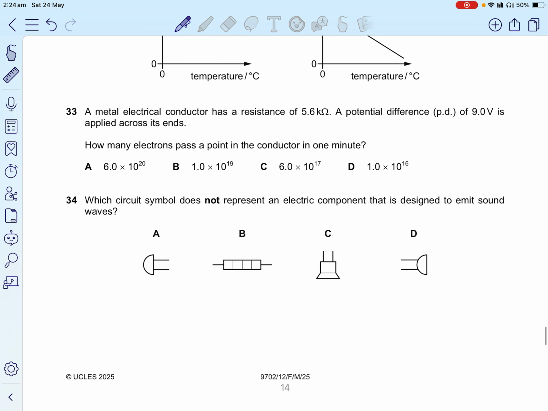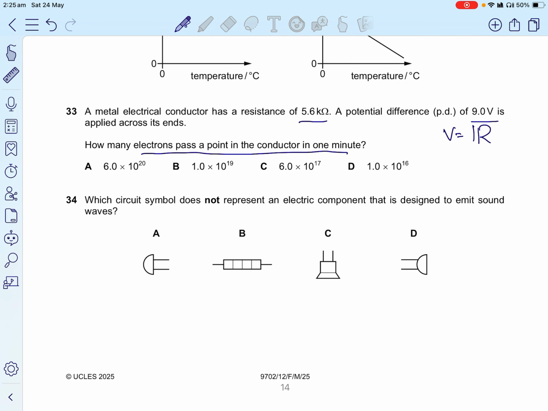Okay, 33. A metal electrical conductor has a resistance of 5.6 k ohms, 5600 ohms. A potential difference of 9 volts is applied across the resistance. How many electrons pass a point in 1 minute? In order to find this, we'll need to find the current first. So we know that V is equivalent to IR. In order to find the value of I, it will be the value of V, 9 volts, divided by R, which is 5600. That will give me the I value as 1.607142857 into 10 raised to negative 3.